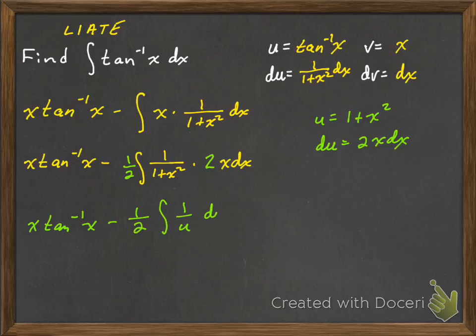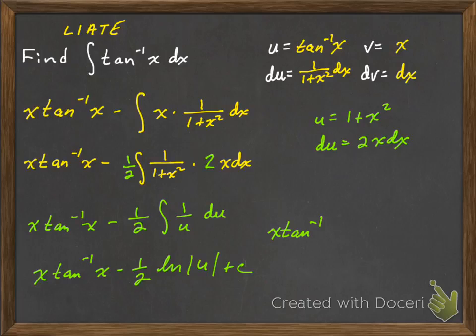All right, so that's going to give us x times tangent inverse of x minus 1/2 times the integral of 1 over u du, which we know the integral of 1 over u to be natural log of u, and we can replace u, making it natural log, and the u value is 1 plus x squared.